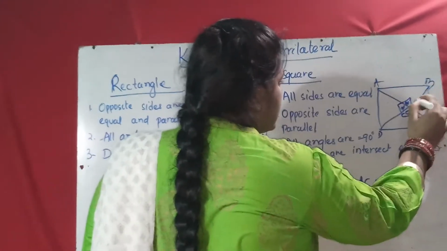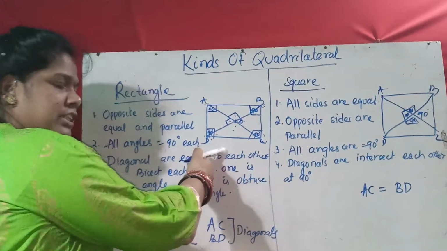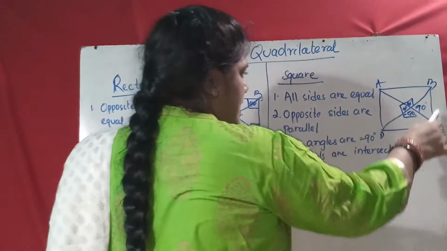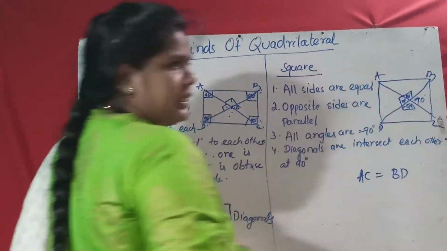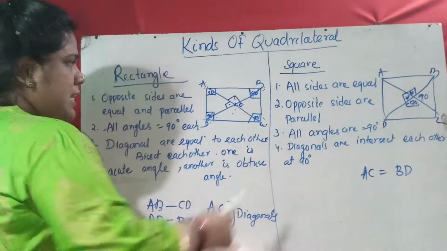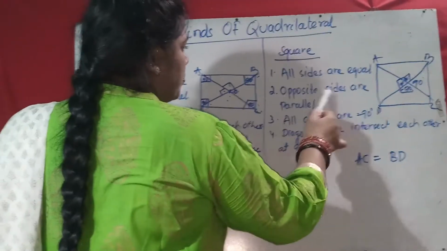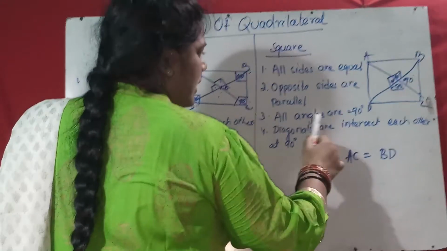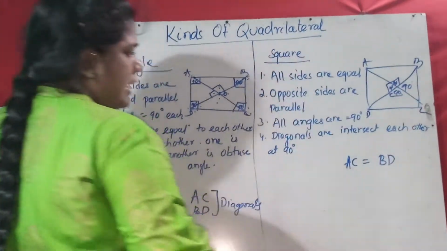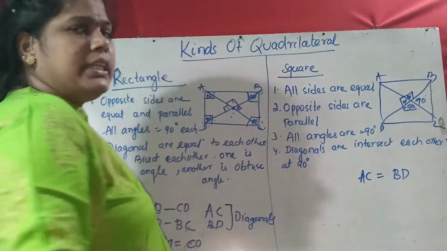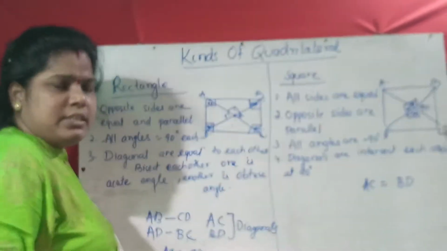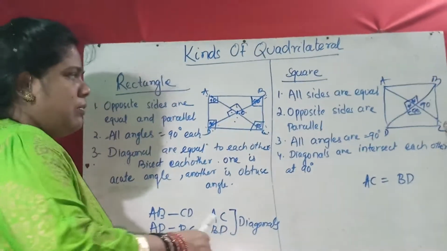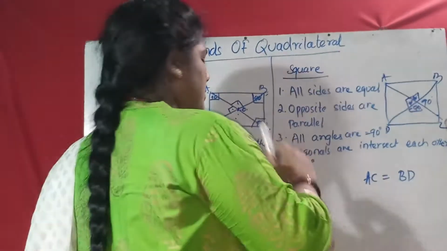Okay, and all sides are equal. A square has all sides equal: AB equals BC equals CD equals DA. Okay, a square has all sides equal, opposite sides are parallel, all angles are 90 degrees, and the diagonals intersect each other at 90 degrees and bisect each other. So this is all about the rectangle and square properties.